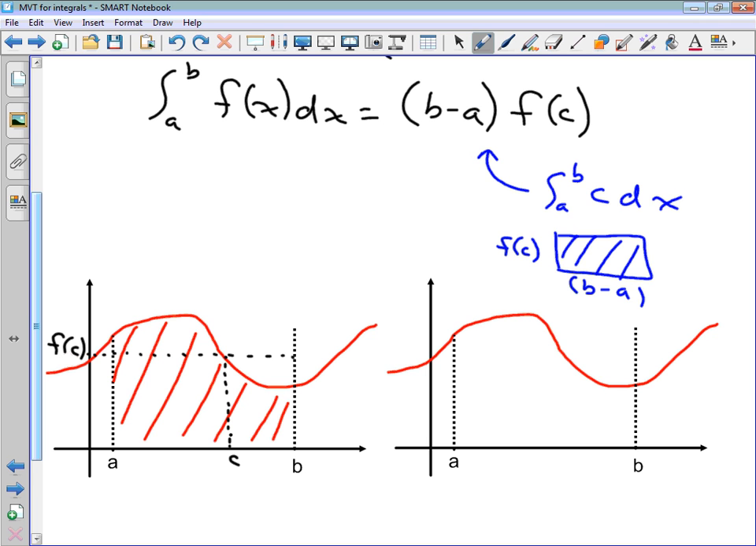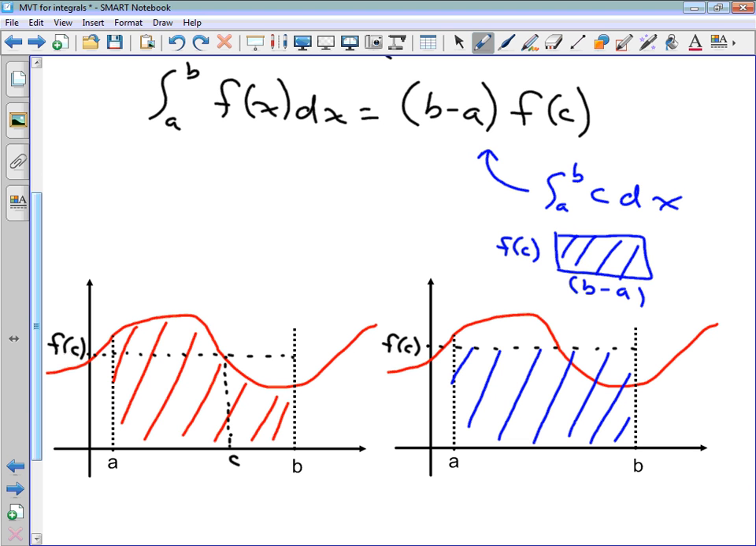Over here, we're talking about the area underneath a constant value. So we're thinking of f of c, which has some value, and we're talking about what you get when you do b minus a times f of c. Well, you get the area underneath this rectangle. So how does this red area and this blue area relate to one another? This tells us they're exactly the same.